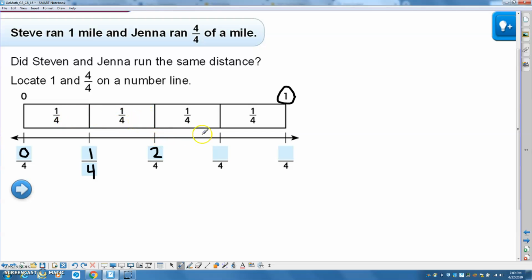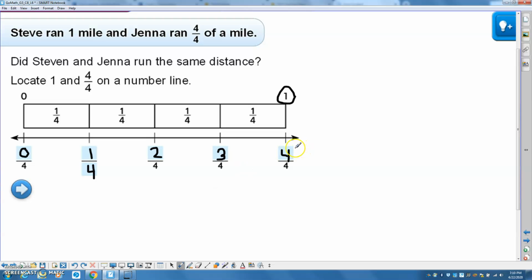If we go to the next line on our number line, now we have 1/4, 1/4, 1/4. We now have 3/4. Okay, so now the fraction for this line is 3/4. If we go to the next line on our number line, now we have 1, 2, 3, 4/4. So that last line is going to be our 4/4. So did they run the same distance?